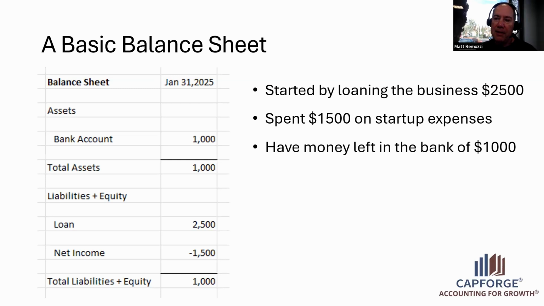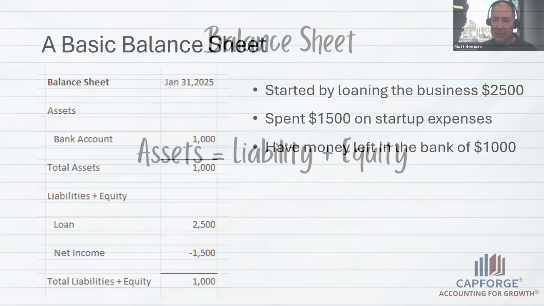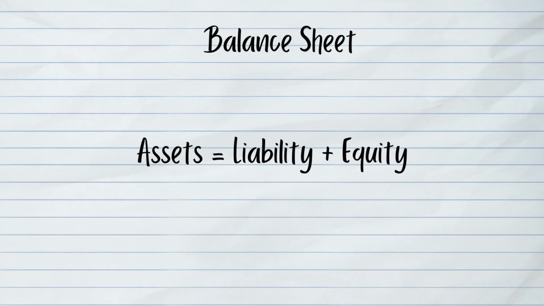It's a very basic balance sheet, but it follows the same principle as the seesaw images we were just looking at. Assets equals liabilities and equity. Money comes in, money goes out, it balances.